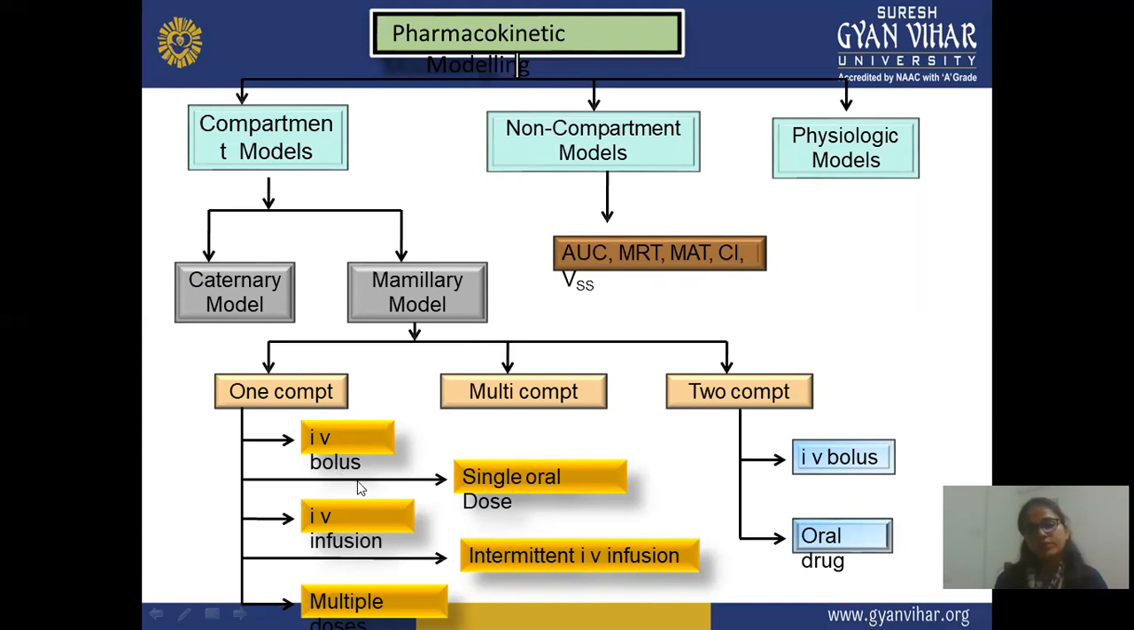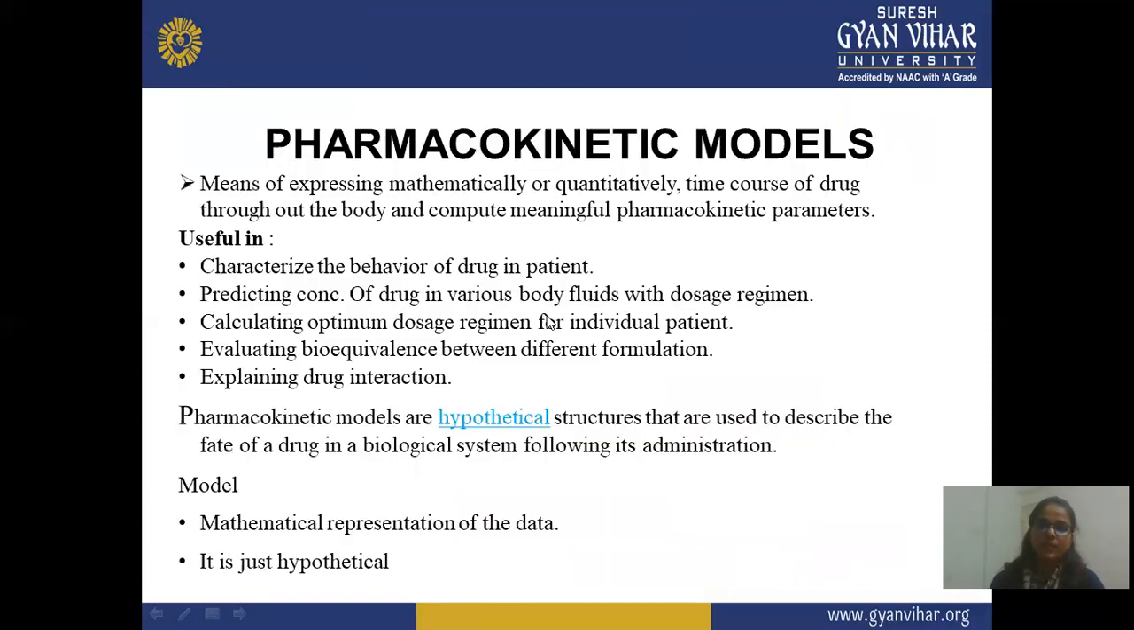One compartment covers IV bolus, IV infusion, and multiple dose. In multi-compartment, it is a single dose or intermittent IV infusion. Next is two compartment. It is again the same: IV bolus or oral drug. And the non-compartmental model covers AUC, MRT, MAT, CL, and Vss. These are the parameters that we study in the non-compartmental model. Next is the physiological model. Some we already discussed in the previous lecture. In this lecture, we continue with the remaining models.